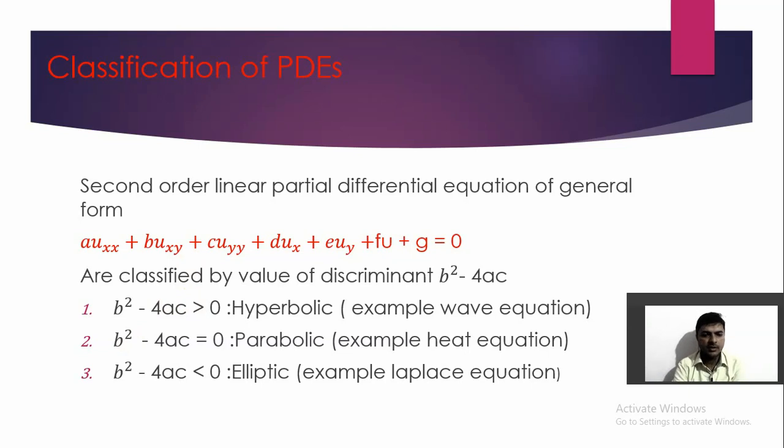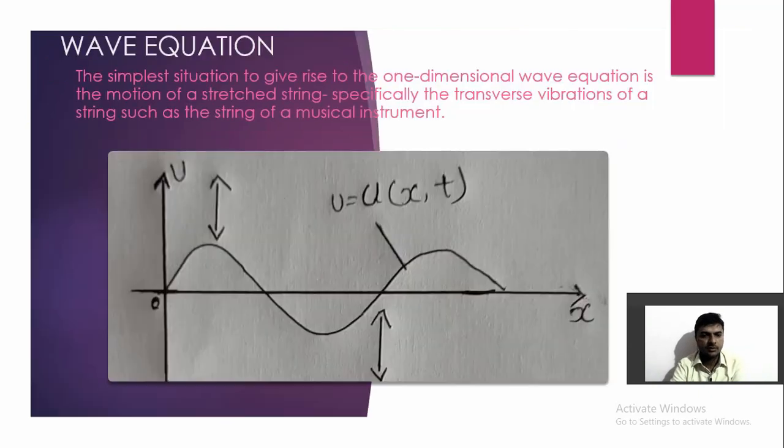If b square minus 4ac is greater than 0, it is hyperbolic. So it's the wave equation, we can say. If b square minus 4ac is equal to 0, it is parabolic, which is the example of the heat equation. If b square minus 4ac is less than 0, it is elliptic, the example being the Laplace equation. They may give any type of equation, so practice the 1 mark questions.